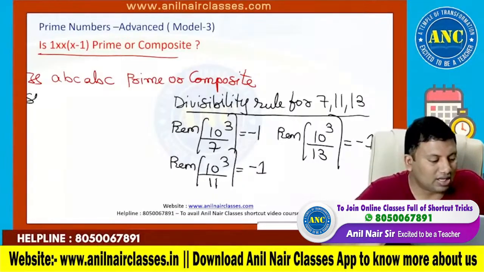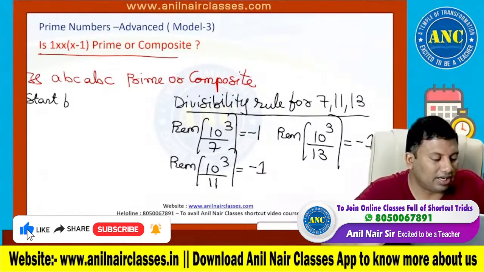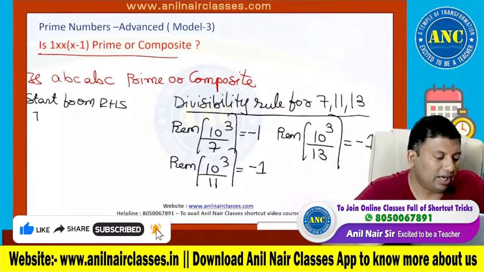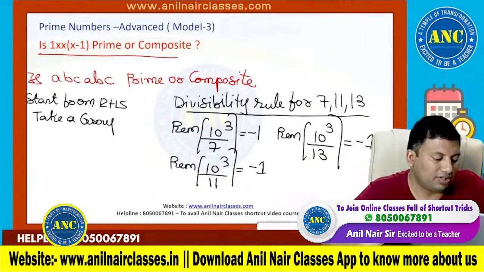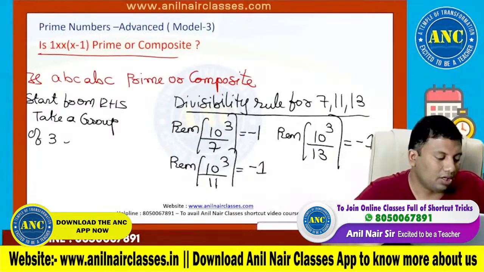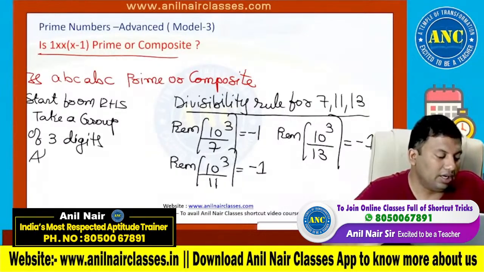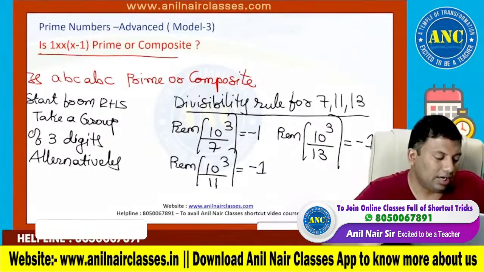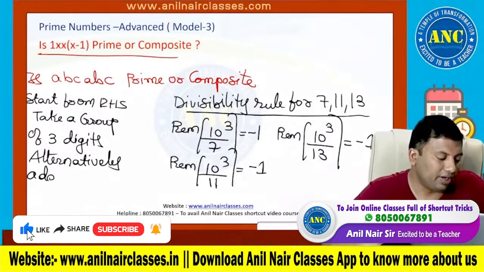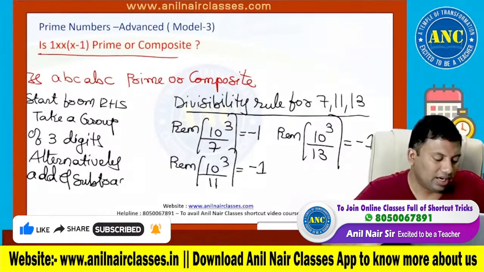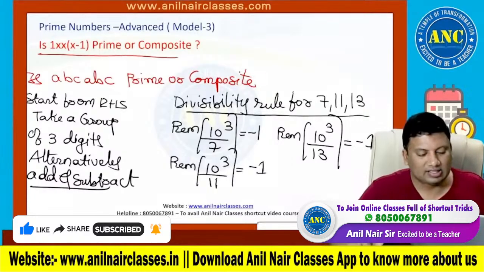So what is the concept? Start from the right hand side. Take a group of 3 digits. Alternately add and subtract. If I alternately add and subtract, I will get the divisibility rule for 7, 11, 13.